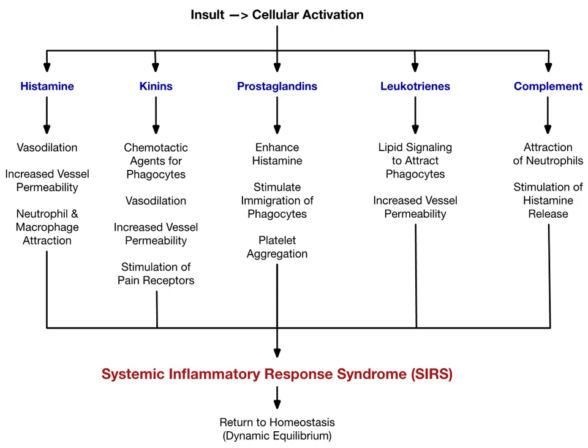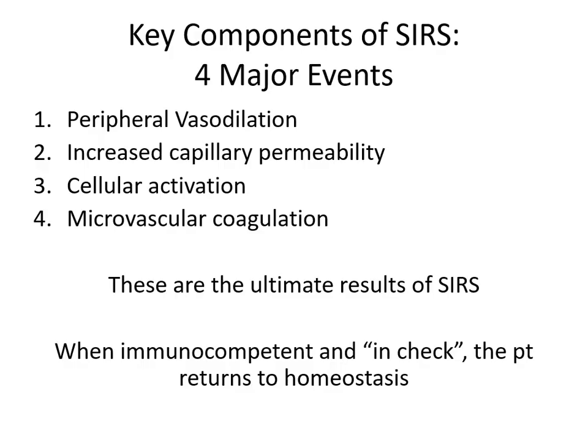The goal of SIRS is to return the body to a state of homeostasis by essentially mobilizing the system. There are four major events of SIRS. The first is peripheral vasodilation. The second is increased capillary permeability. The third is cellular activation. And the fourth is microvascular coagulation. These are the ultimate results of SIRS. When the patient is immunocompetent and in check, the patient returns to homeostasis.